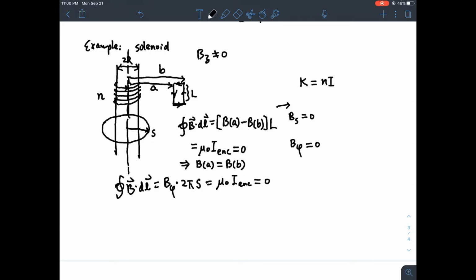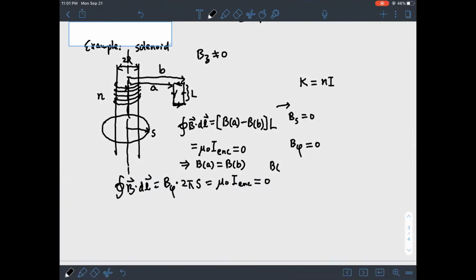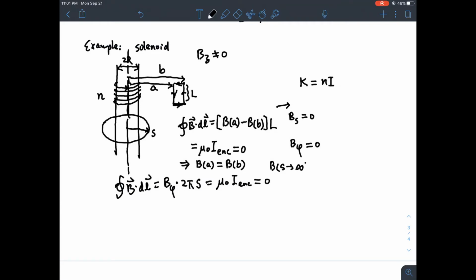And we know that if this distance goes to infinity, the B when this distance goes to infinity should equal 0.